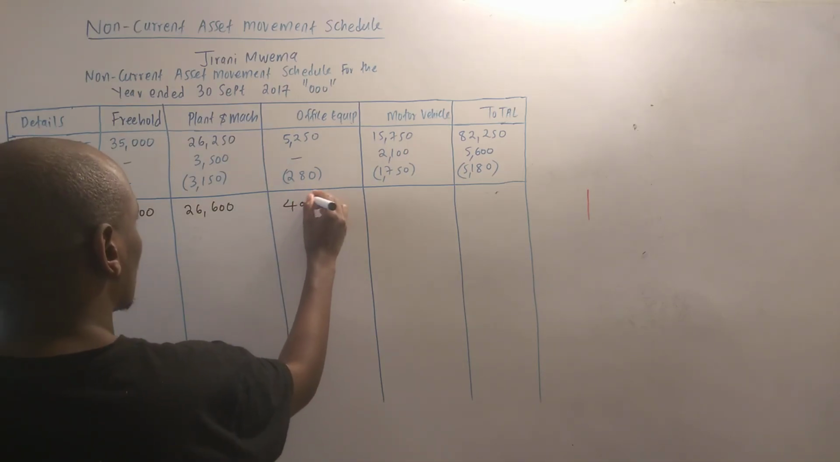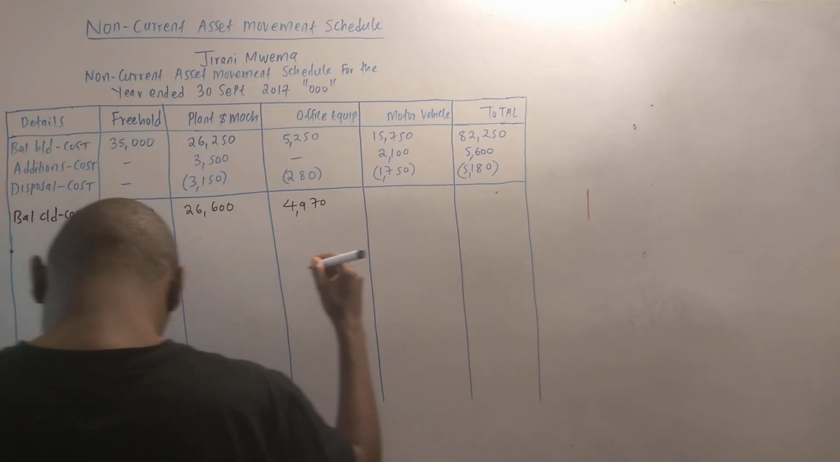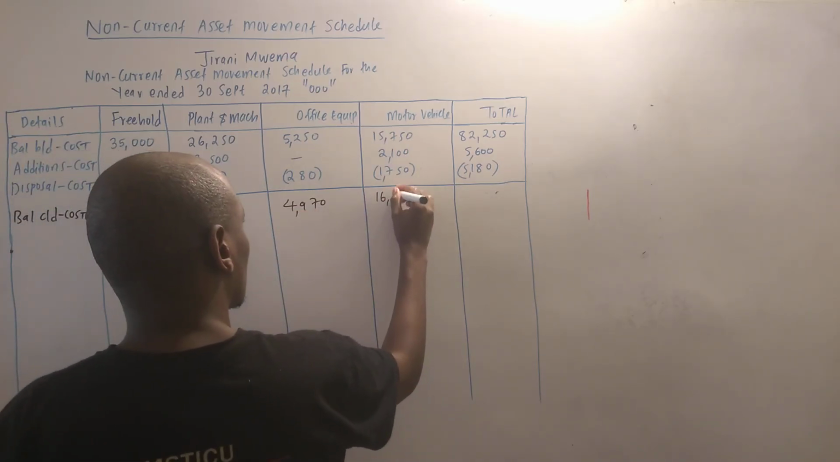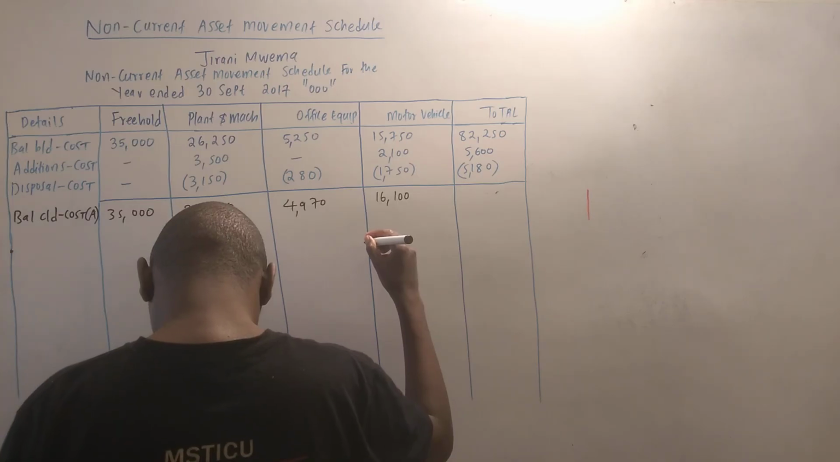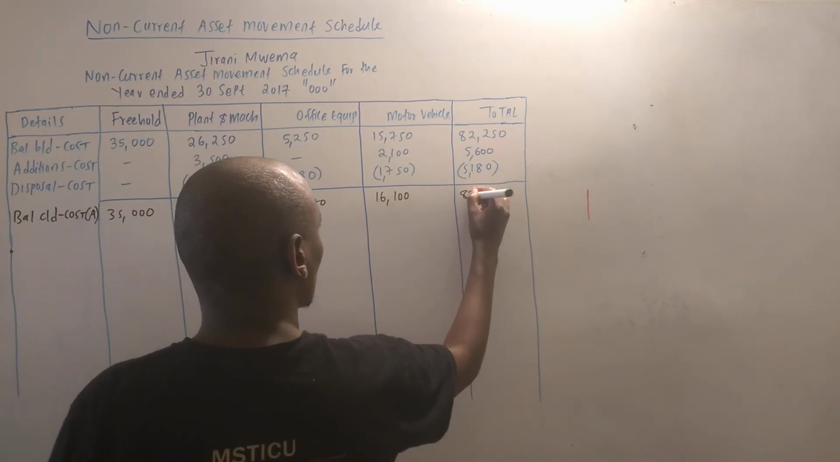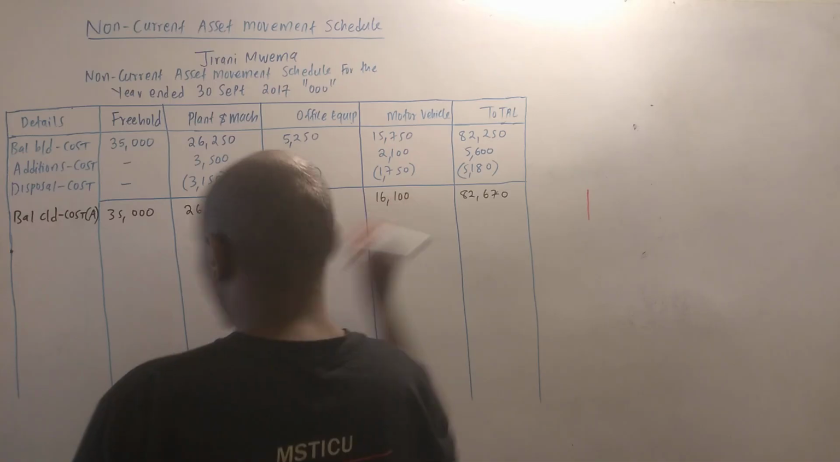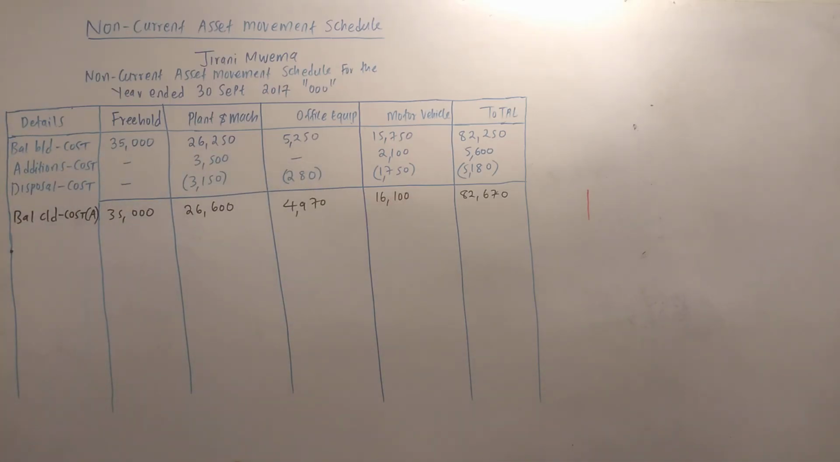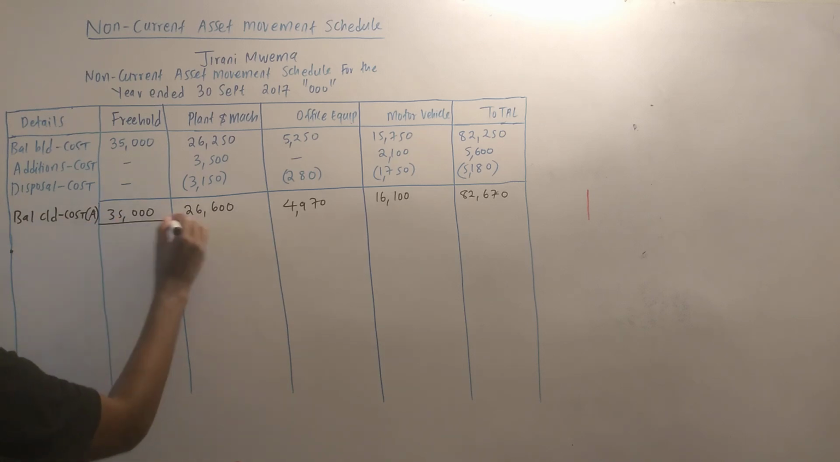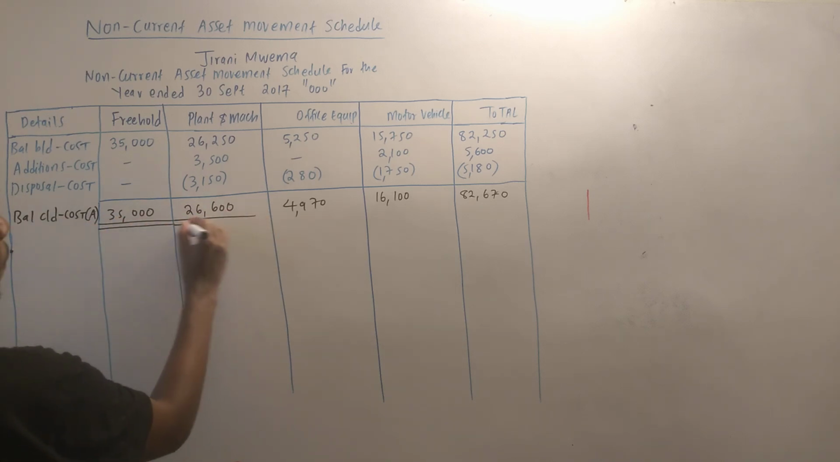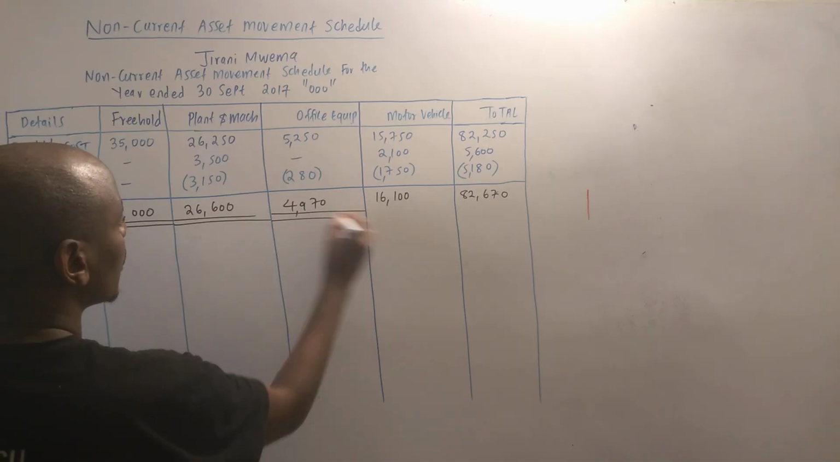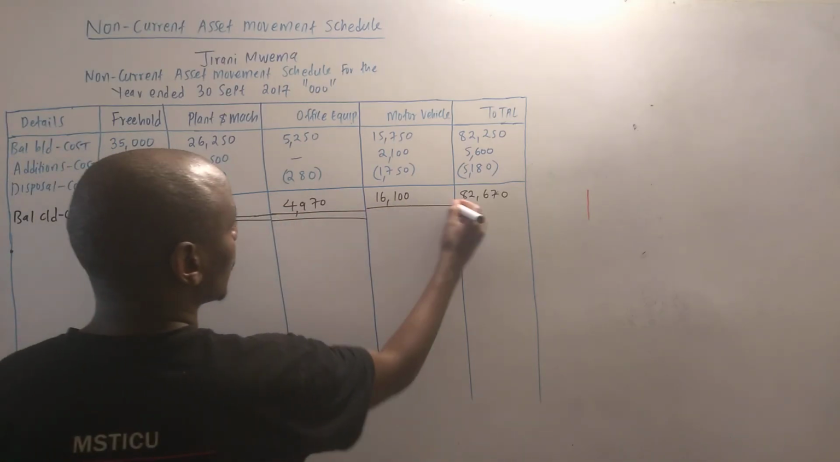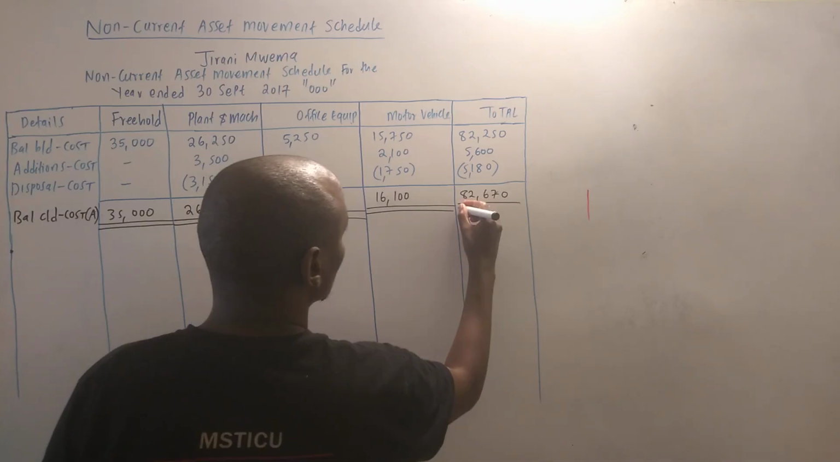49,70. 16,100. Then 82,670. That is it. That is the balance carried down, and here I have said we put it in form of, in black pen. We just insert it in black pen so that we understand.